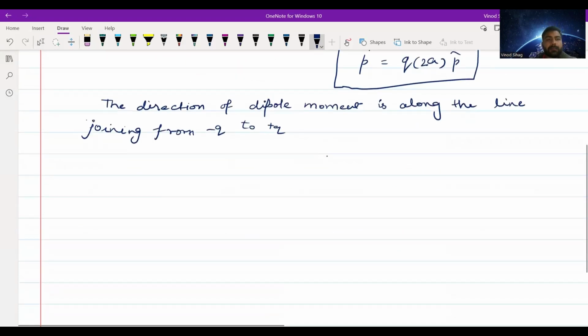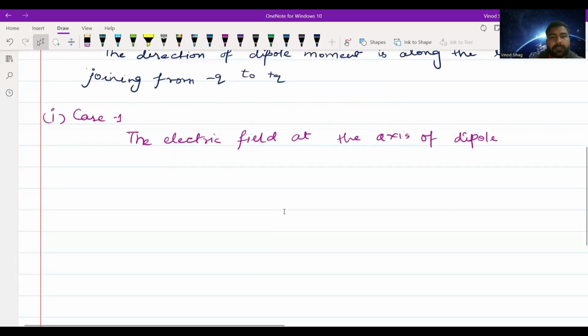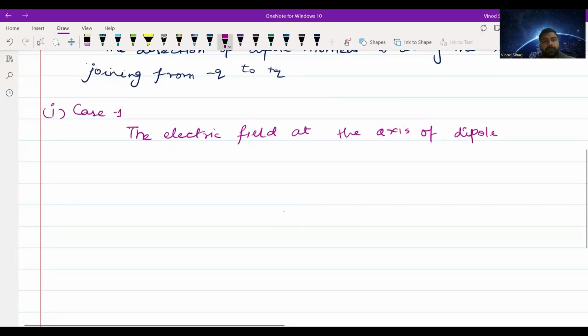Okay, so first case, we are going to study the first case. The electric field at the axis of dipole we are going to study now.